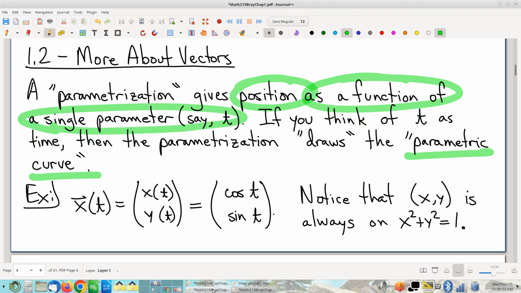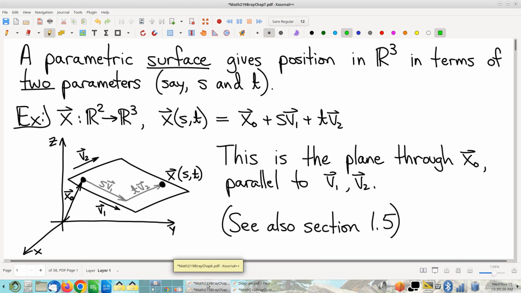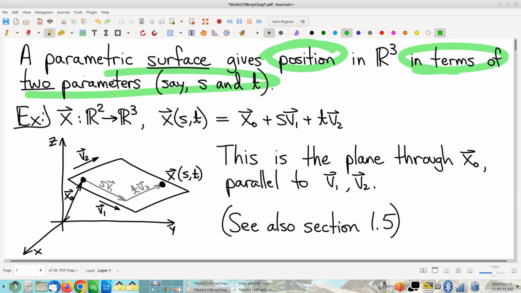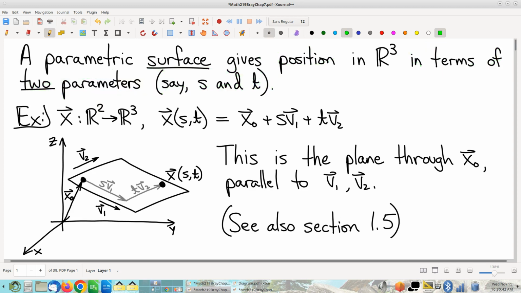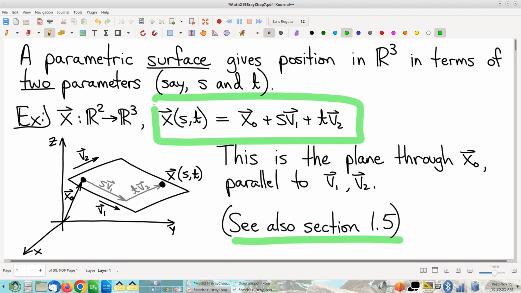So we're going to do the analogous thing here. We're going to talk about position as a function of two parameters. That's going to give us a two-dimensional thing, and you can see that in action in this example here. In fact, this is a flashback to section 1.5. I think there was a homework exercise that was related to this. But if you want to parameterize a plane, here's a nice way to do it right there.